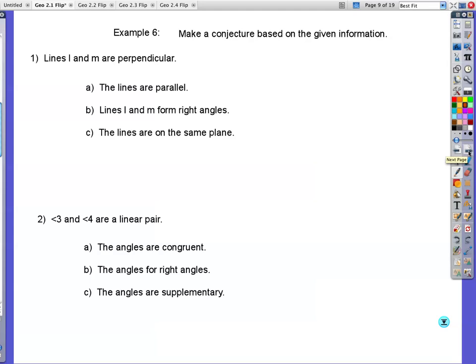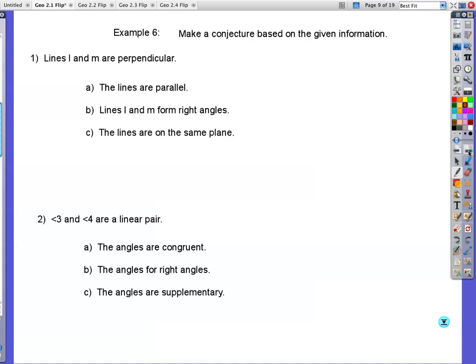Okay, this is a little different here. It says make a conjecture based on the given information. So in other words, you're given a piece of information and you need to go with it. Kind of like in class when we talked about it's bisected, then your mind needs to transfer that into you have 2 congruent angles or 2 congruent segments.